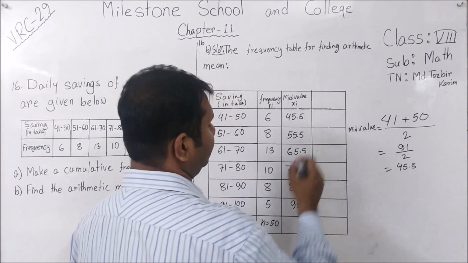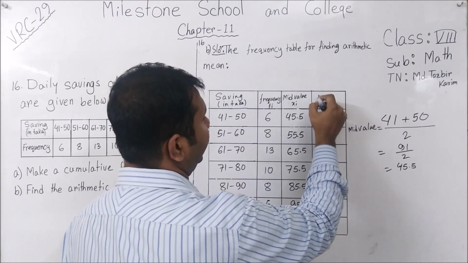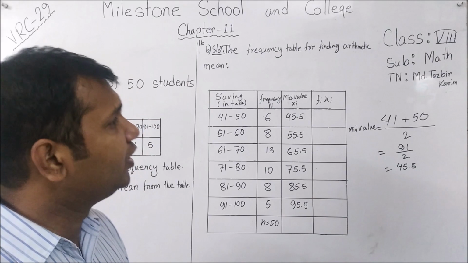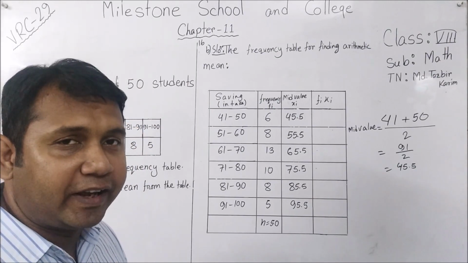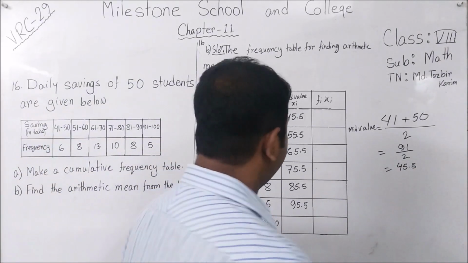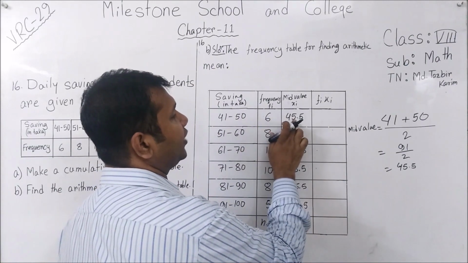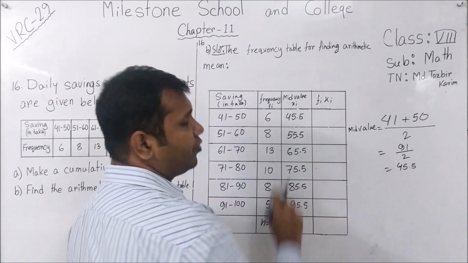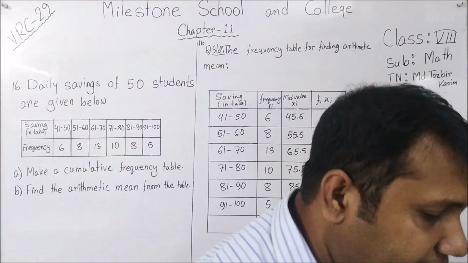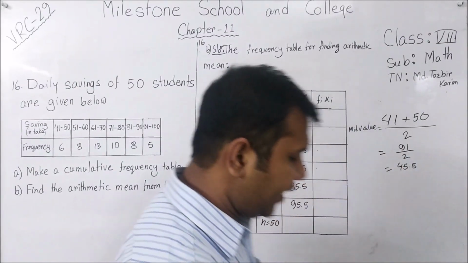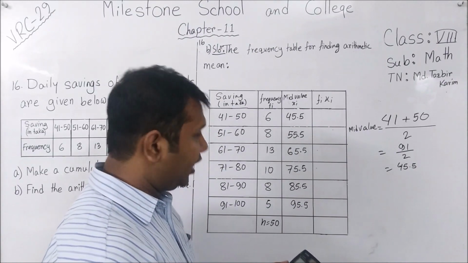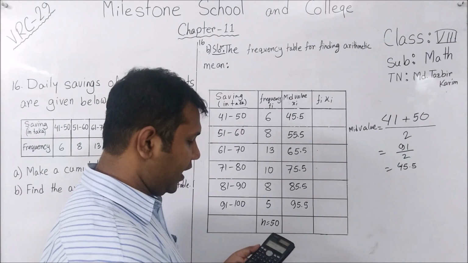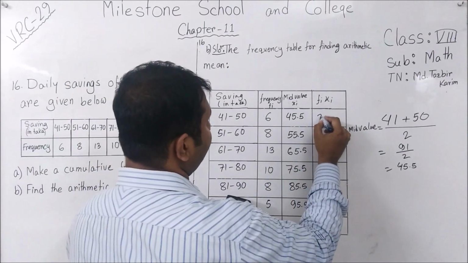Now we have to find out the fixi. Okay? So how are we going to find fixi? We know that the product of fi and xi is written fixi. Okay? So if you use a calculator, you can easily find the fixi. So here that is 6 into 45.5. You will get 273.